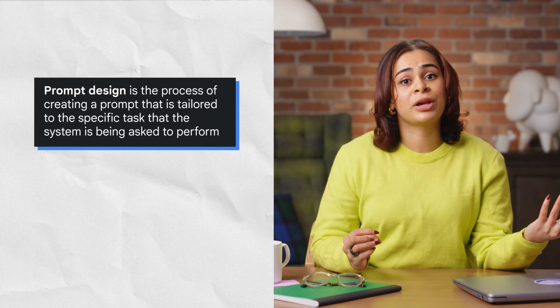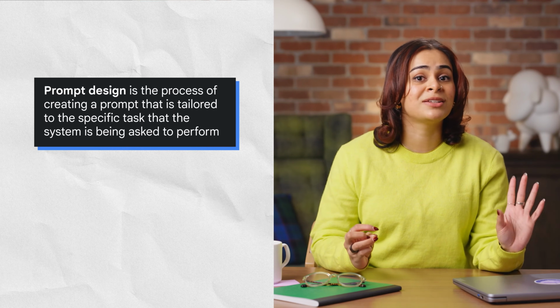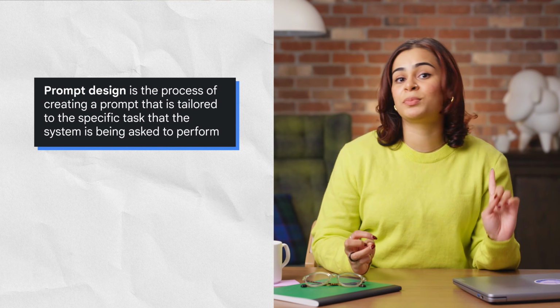So how is it that in each of our questions a desired response was obtained? This is due to prompt design. Fancy. Prompt design and prompt engineering are 2 closely related concepts in natural language processing. Both involve the process of creating a prompt that is clear, concise, and informative, but there are some key differences between the 2. Prompt design is the process of creating a prompt that is tailored to the specific task that the system is being asked to perform.